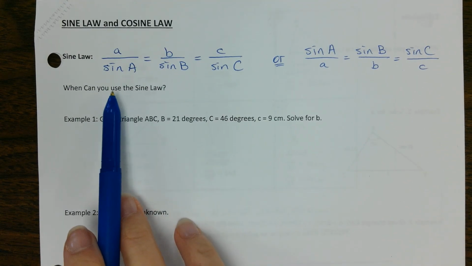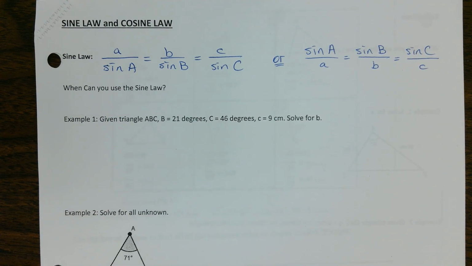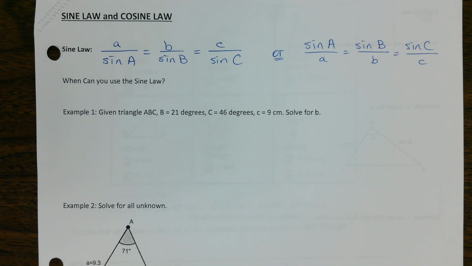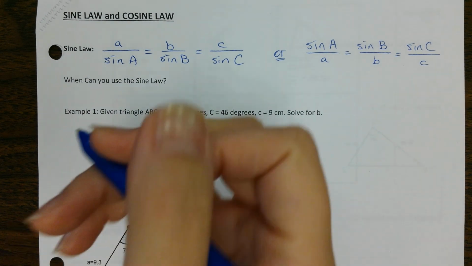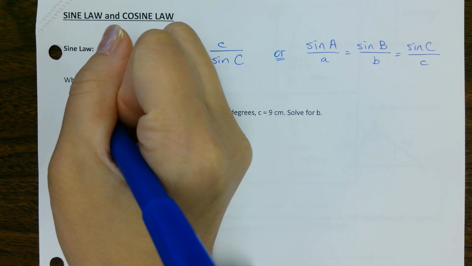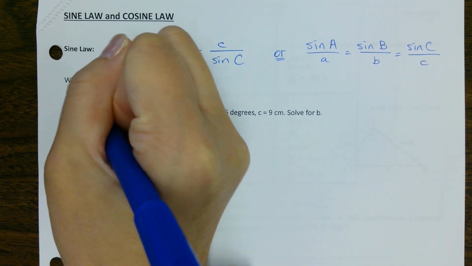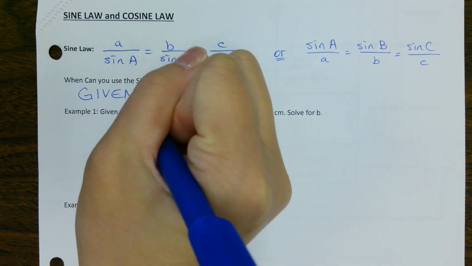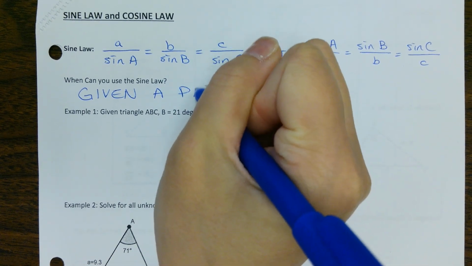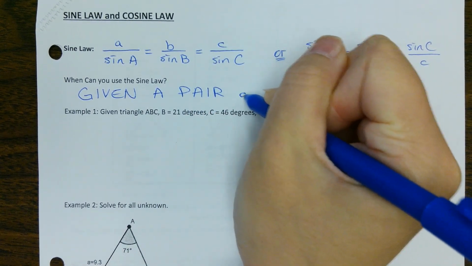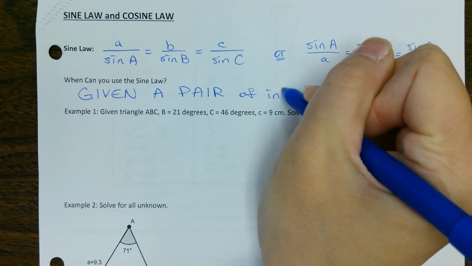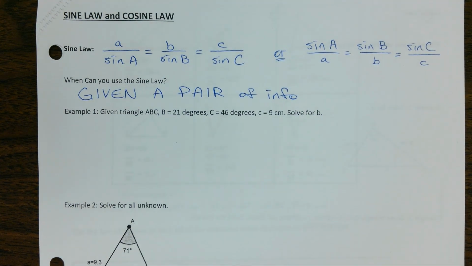Okay. When can you use the sine law then? Yeah, you need to be given a pair of info and one other info. Okay, so a pair with a length or an angle. But the key is to use sine law, you have to be given a pair of info.